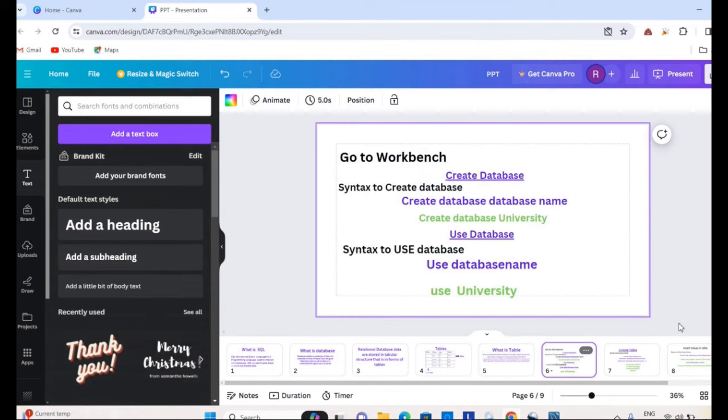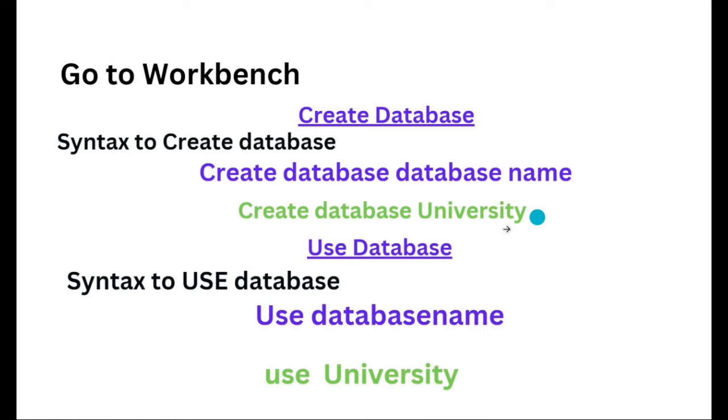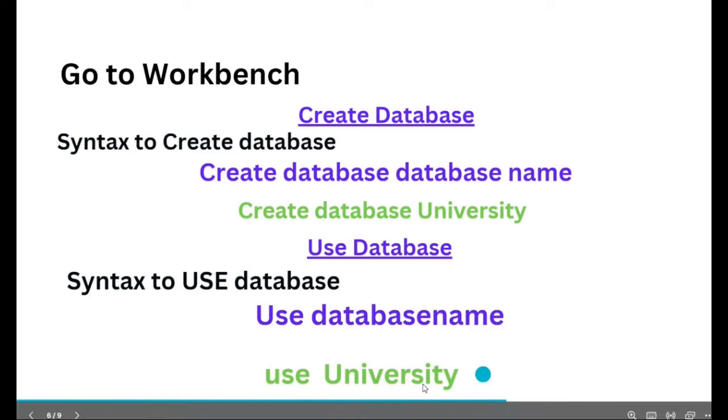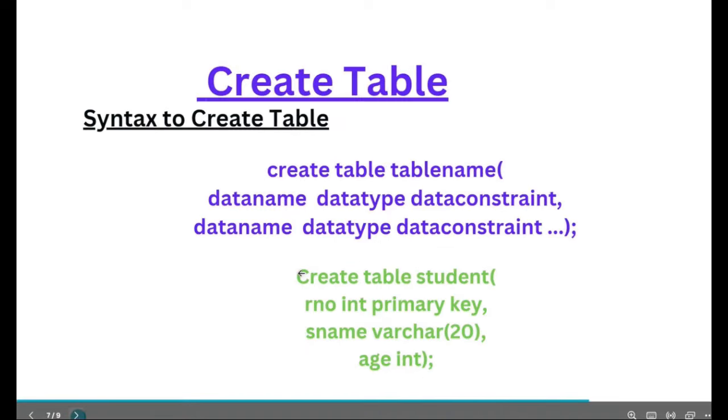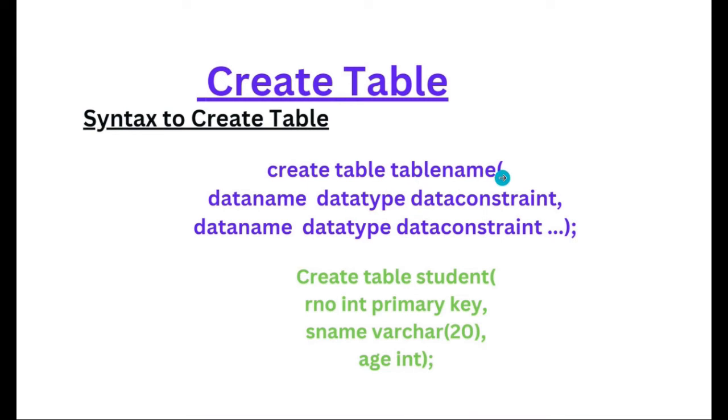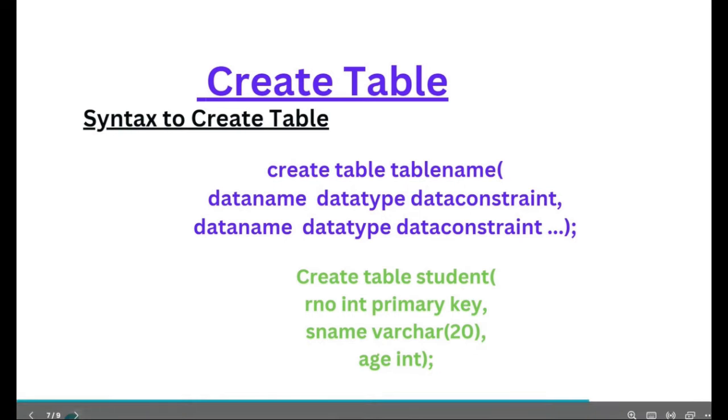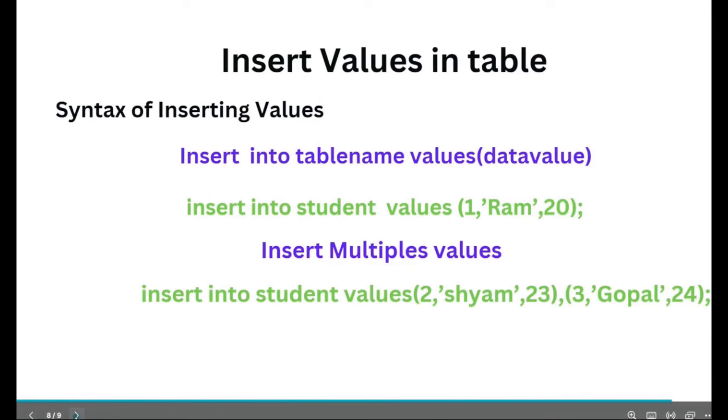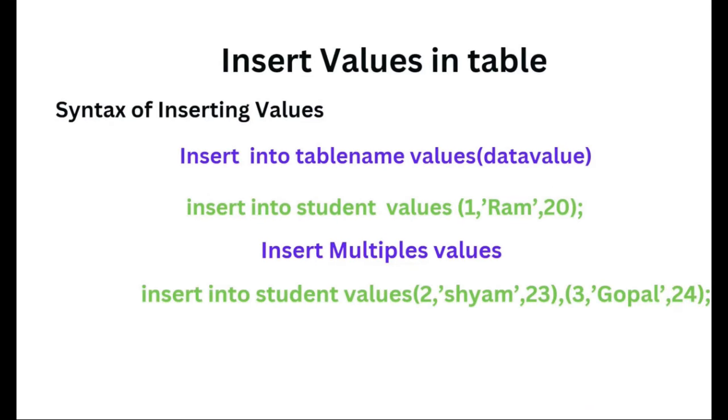What we have done: we have created a database, that is create database university. Then we have used the database university. Then we create the table. The syntax of create table is create table name, column name, data type, constraint, and so on. So we have create table student, roll number int primary key, student name varchar 20 and age int. Now the next step is we will check how to insert the values in a table.